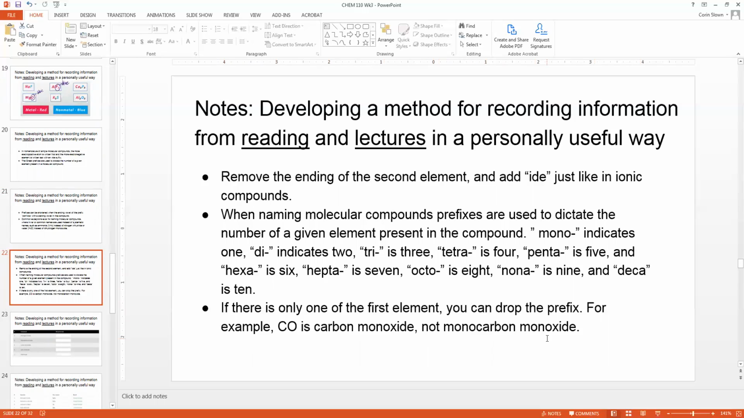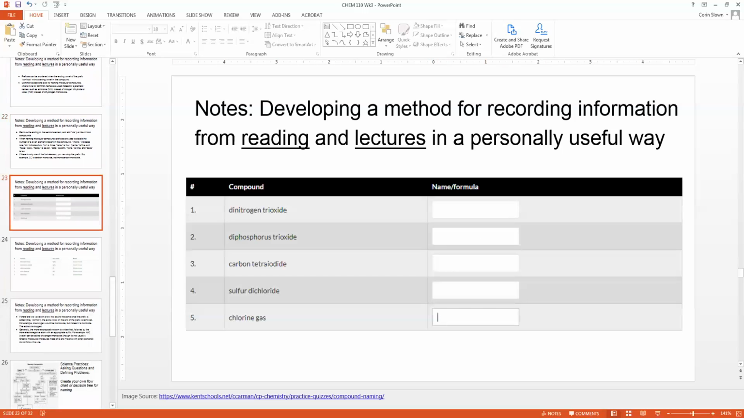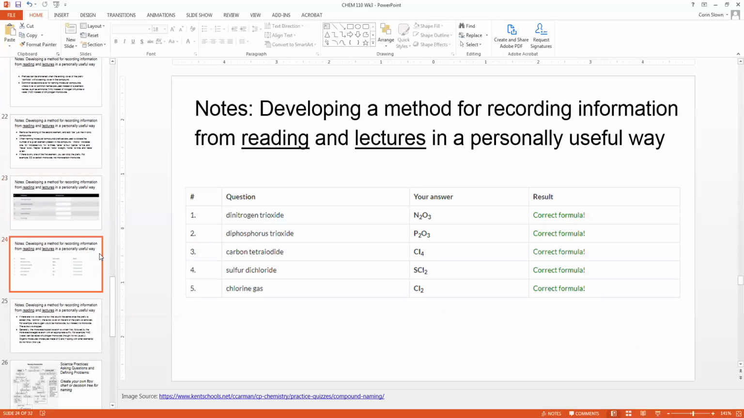Some of these are rules that we just actually have to practice in order to get familiar with. So here's a great example of some molecular compounds that you can practice creating the name or formula for. So what does dinitrogen trioxide look like? What does diphosphorus trioxide look like? Carbon tetraiodide, sulfur dichloride, and chlorine gas. Go ahead and take a moment and practice those. You can check your answers here. So if you came up with these as your answer, then those are the correct formulas.